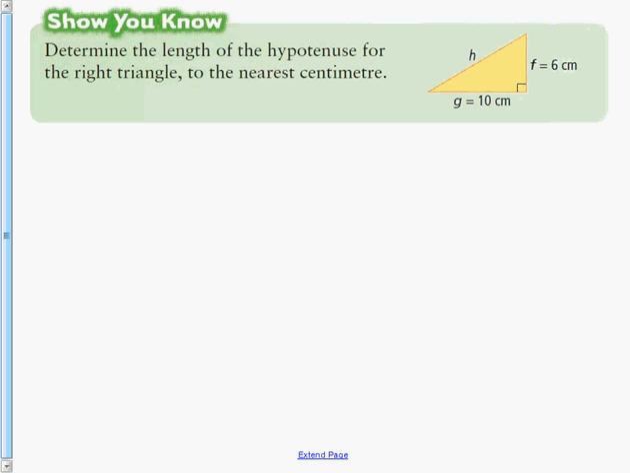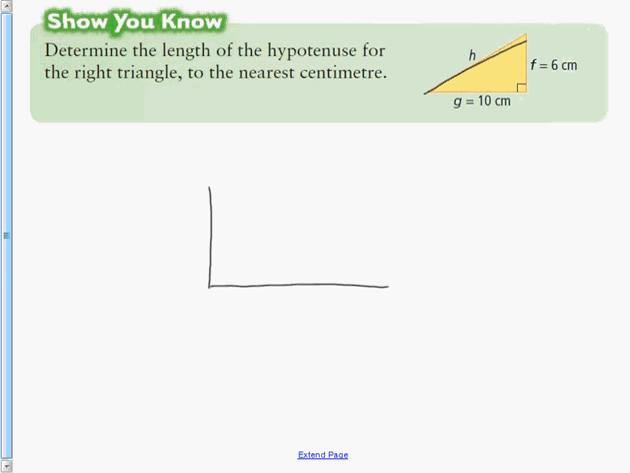Okay, this is section 3.4 of the textbook, applying Pythagorean theorem to triangles. Not in context necessarily, but just in questions that have missing side lengths. So the first Show You Know says determine the length of the hypotenuse given the two legs that are there.